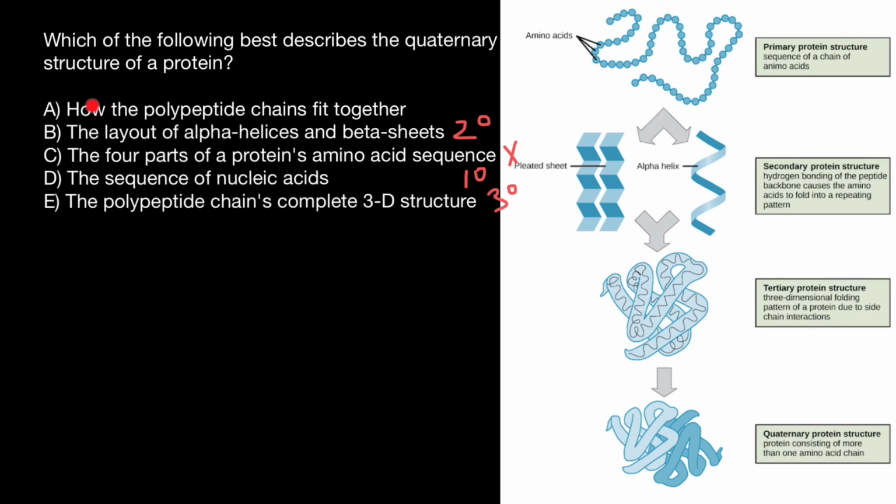And now we have only one answer left: how polypeptide chains fit together. A key word here is going to be chains. The plural form tells us that we have here multiple polypeptide chains, and this is exact description of quaternary protein structure, which is protein consisting of more than one amino acid chain. So the correct answer is answer A.